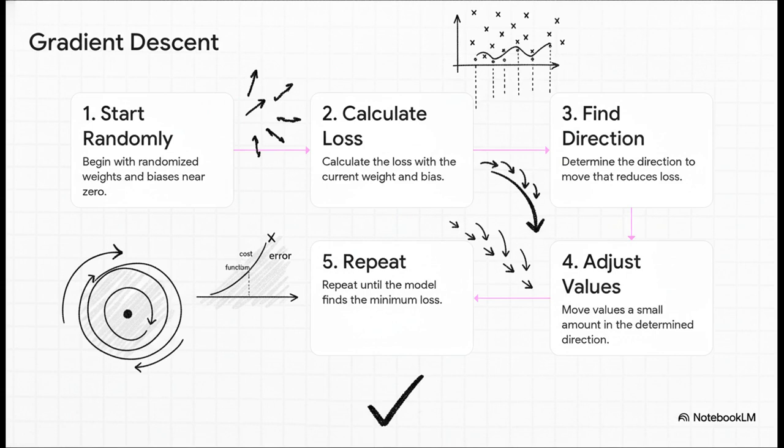So here's how it works. First, the machine just draws a totally random line. Then it measures how wrong it is. That's what we call the loss or the error. The next step is the magic part. It figures out which direction to nudge the line to make it a little less wrong. It makes a tiny adjustment, and then it just repeats over and over again until that error is as low as it can possibly go.